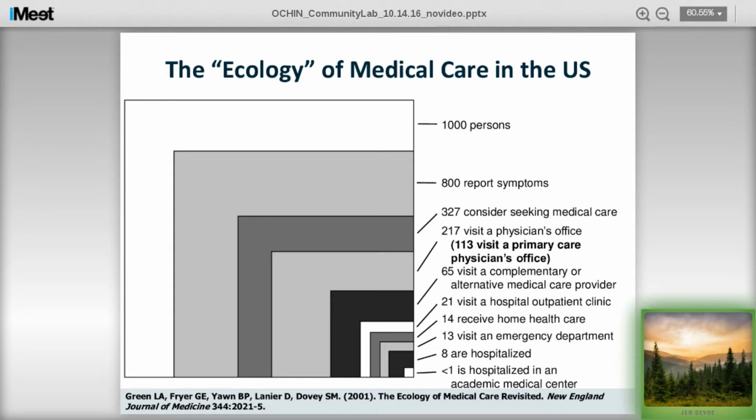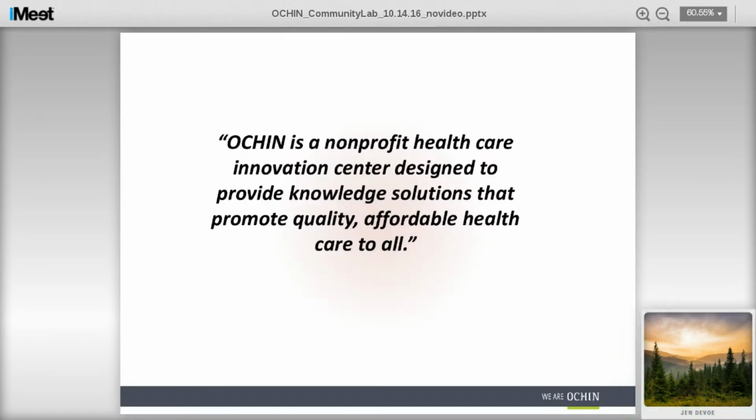Out of those 1,000 people, about 800 report a symptom, and just over 300 consider seeking medical care. And of those who do seek medical care, 217 visit a physician's office, and over half of those visits are in a primary care physician's office. And then as you see here, only about 21 go to a hospital outpatient clinic, only 8 are hospitalized, and less than 1 out of 1,000 are hospitalized in an academic medical center. Yet the majority of our teaching and research happens in that small box. And so when we move science and education out in the community, we're really getting out to where the majority of folks receive their care.